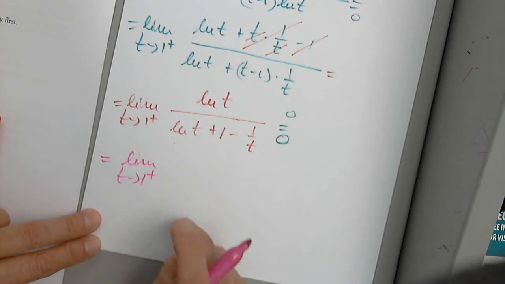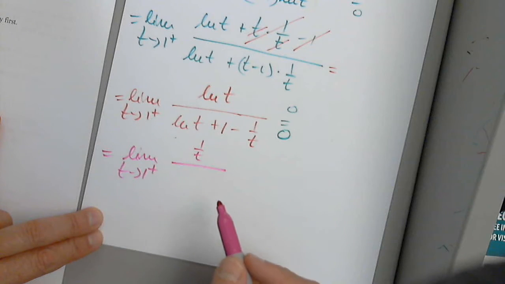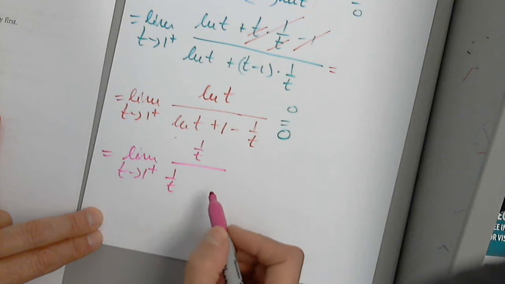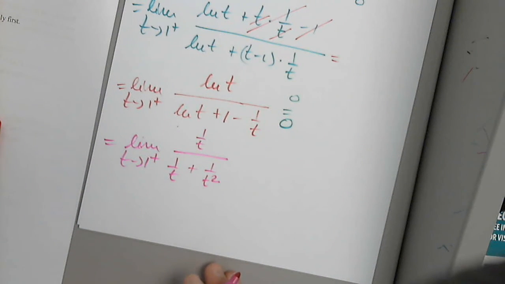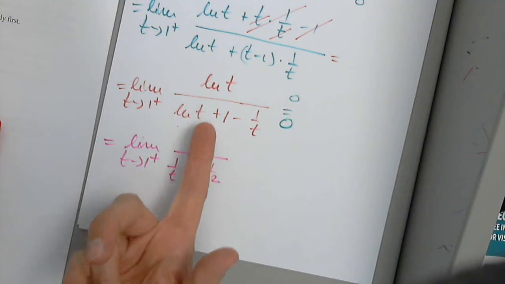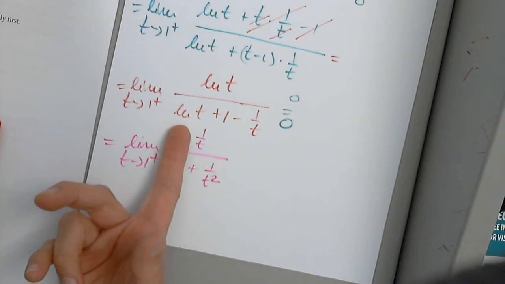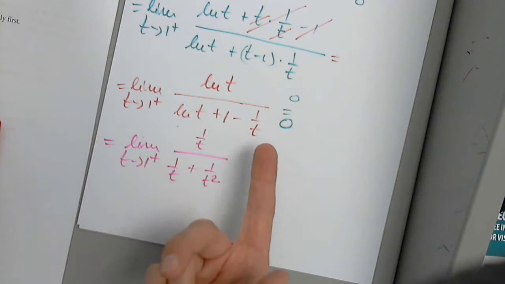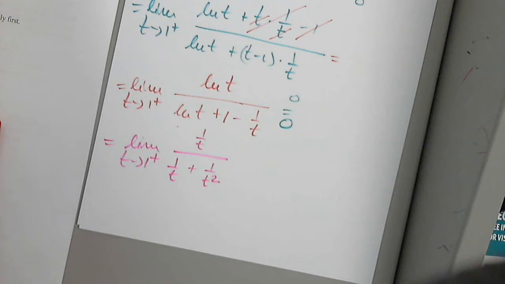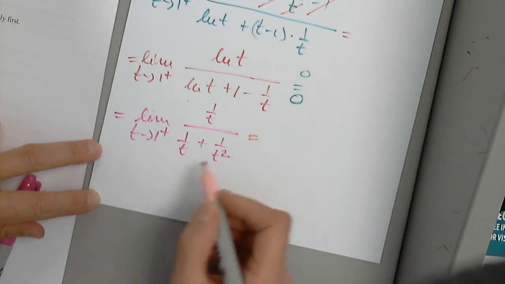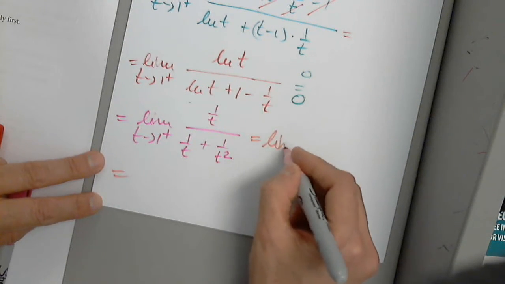Limit as t approaches 1 from the right. So the top is 1 over t. And now I differentiate 1 over t, plus 1 over t squared. So the numerator prime is 1 over t. In the denominator, natural log t prime is 1 over t. 1 prime is 0, and we differentiate this. We know that already is negative 1 over t squared, with minus in front, 1 plus 1 over t squared. Moving on.